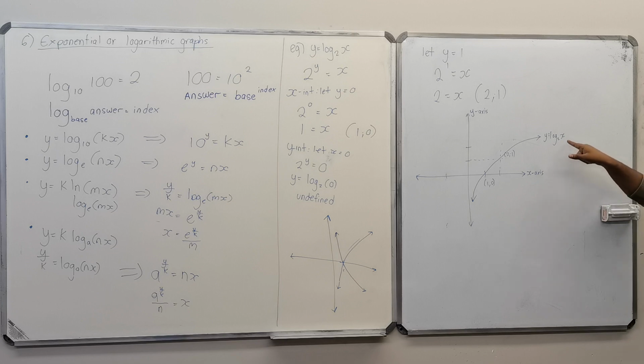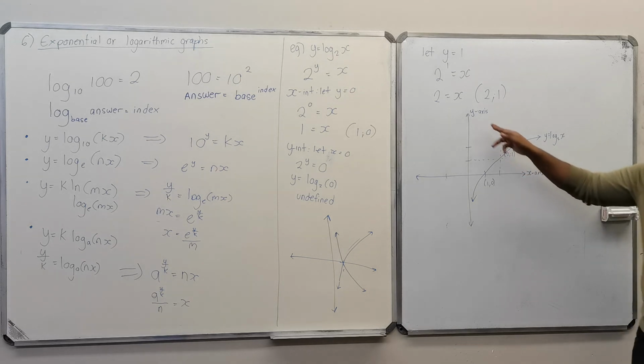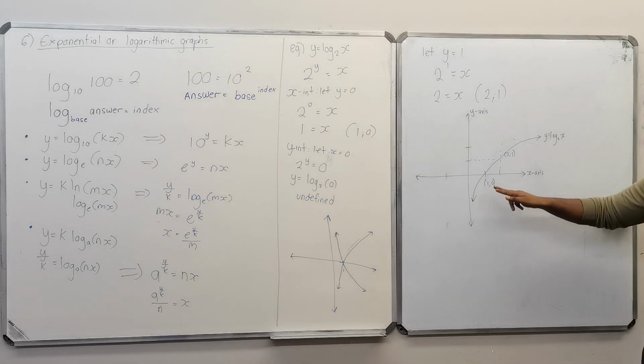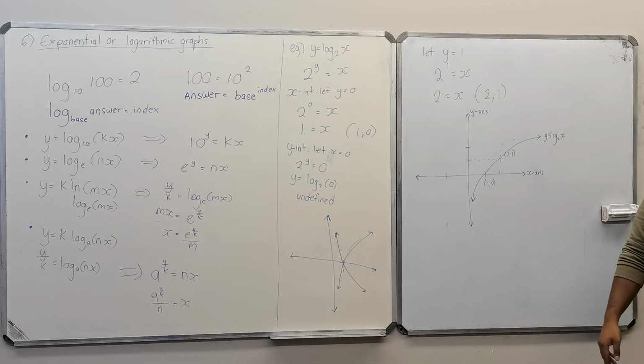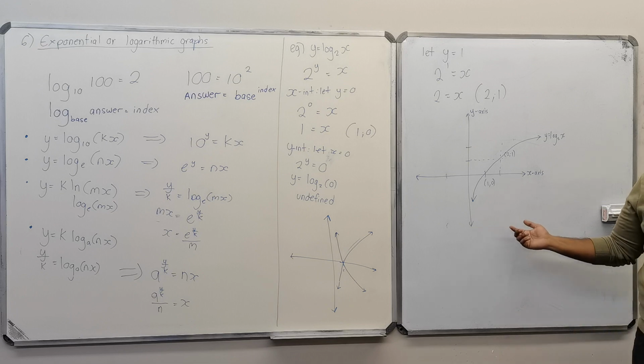They give you a mark for labeling your graph. This is easy because it's what they gave you in the question. It's the graph of y equals log 2x. They give you a mark for labeling your axis. 1 mark, 1 mark, 1, 2, 3, 4, shape 5, 6. Very easy to score marks.